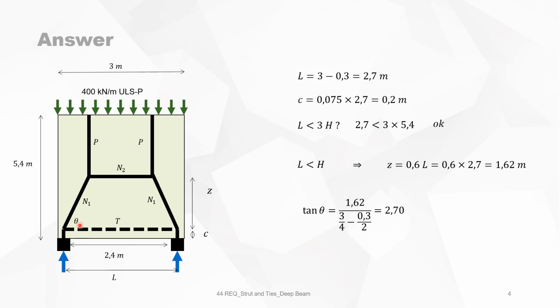The tangens of this angle then is of course the Z value, which is 1.62, divided by this piece, which is of course the distance from there to there, which is 3/4, minus half the support width, and it gives you tangens theta 2.7. But there is a limit on it, and the limit of the angle of the strut is tangens theta 2.5.